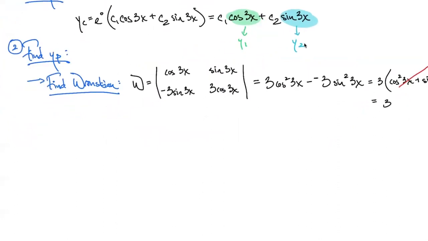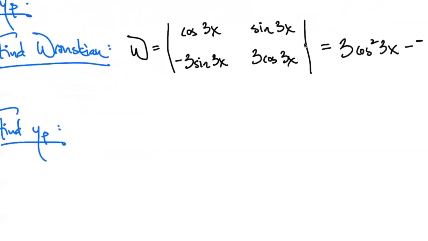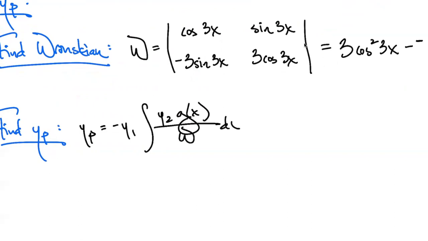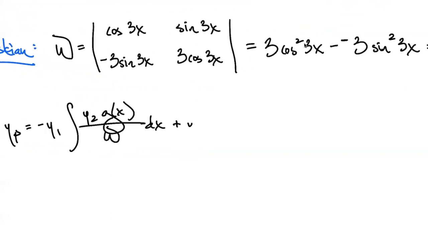All right, once we find our Wronskian, we're going to find that y sub p. And I'm going to write that big old formula out again, just so we can color code a little bit and think about what goes where. So y sub p equals negative y sub 1, the integral of y sub 2 times g of x over W dx, plus y sub 2, the integral of y1 times g of x over the Wronskian dx.